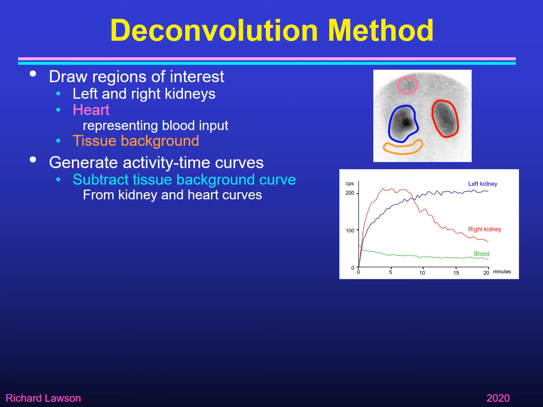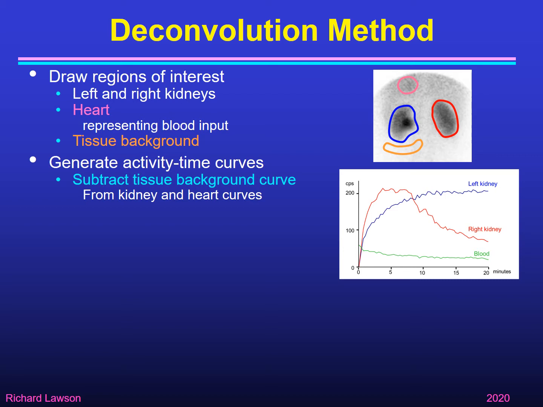Then we generate activity time curves from each of these regions of interest and subtract the tissue background curve from the kidney curves and also from the heart curve to give us these background subtracted counts against time for left kidney, right kidney and blood. Now you'll notice that these curves have little wiggles representing random fluctuations, and that's quite normal for a study of this type. We're dealing with random radioactive decay in the radionuclide in the patient, and we know that is subject to random noise, so it's not unusual to get little wiggles in the curve like this, and it doesn't normally detract from the interpretation of the curves.